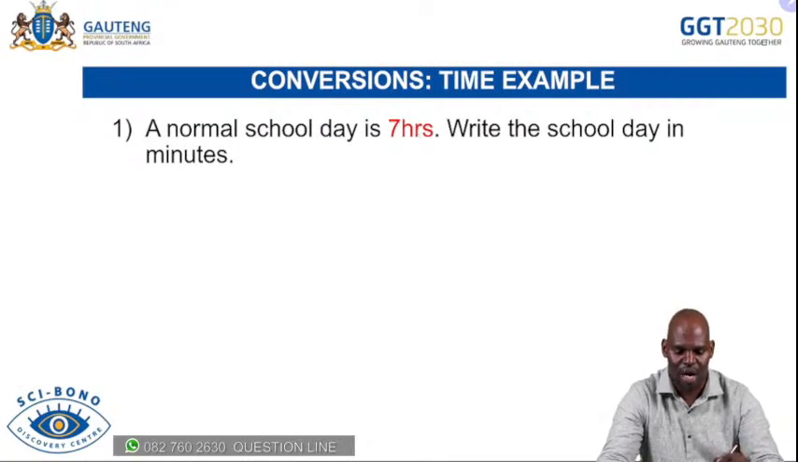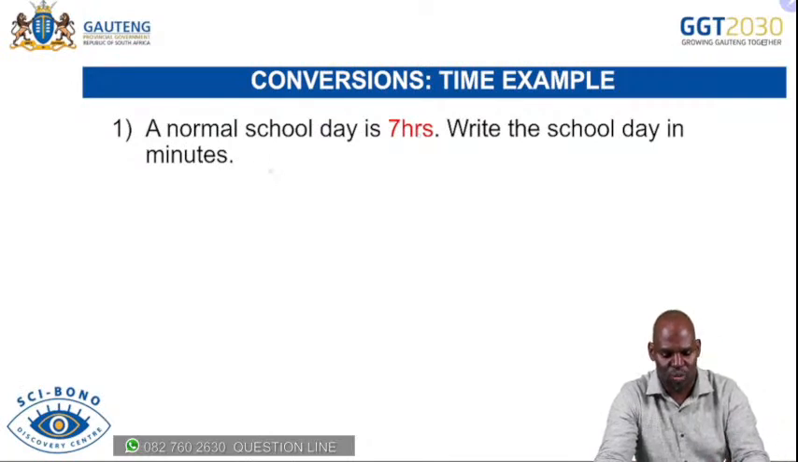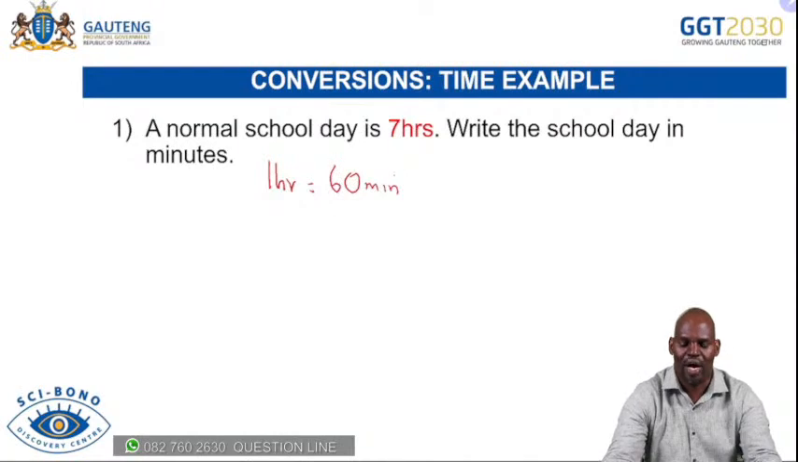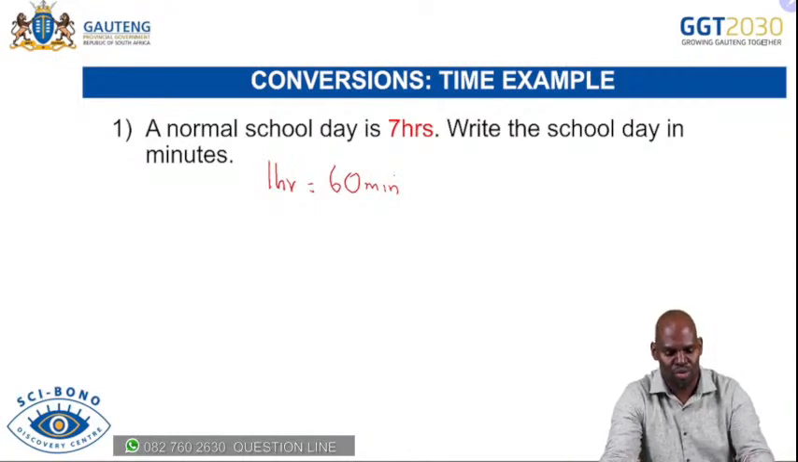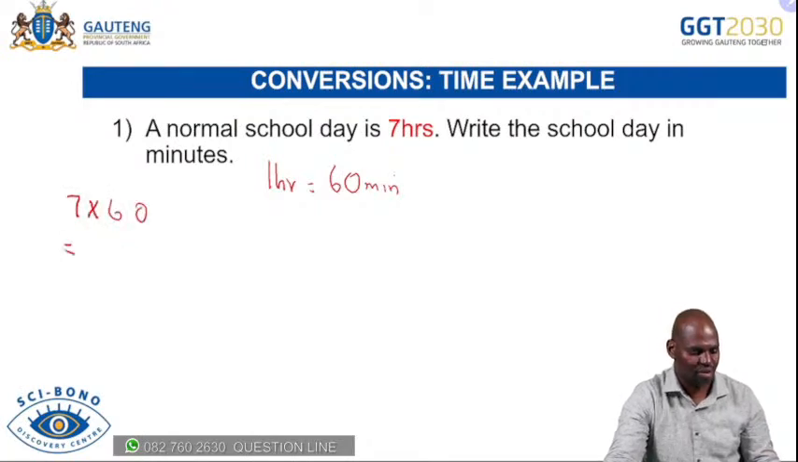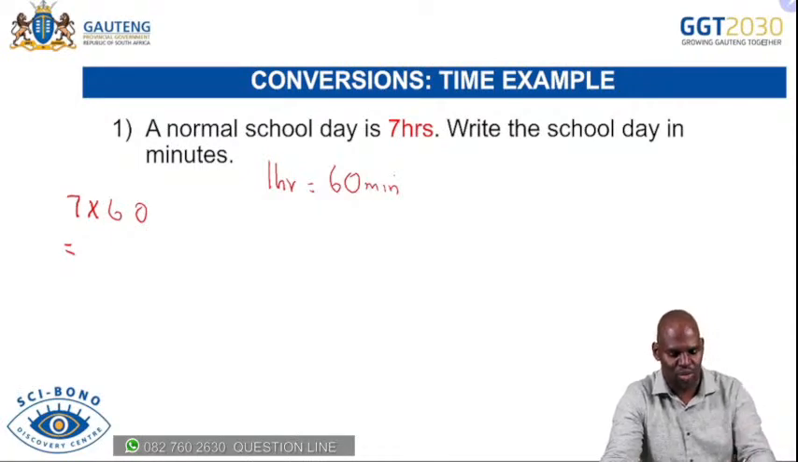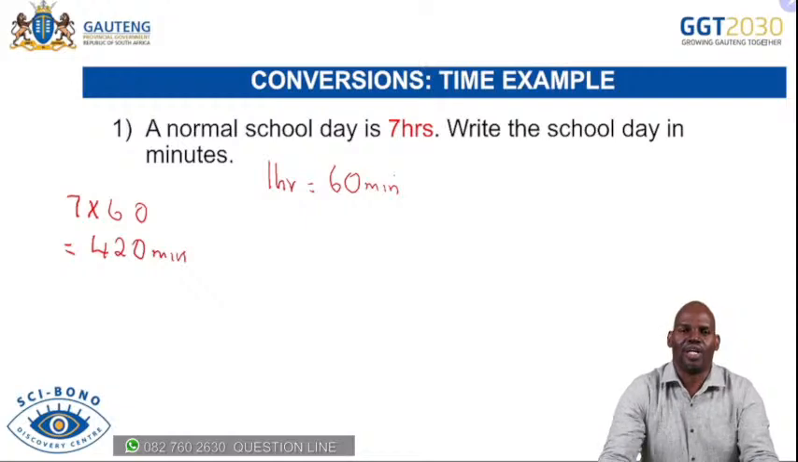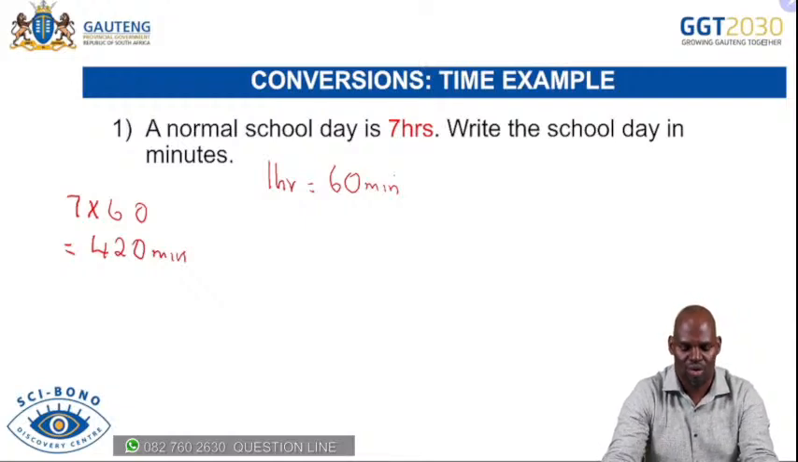Now, if we want to convert from hours to minutes, we need to think about this. 1 hour is equal to 60 minutes. This is where you're going to get your conversion factor. 1 hour is equal to 60 minutes. While some of you already might know that, okay, from hours to minutes, we just multiply by 60. So therefore, you're going to say 7 multiplied by 60 is 420. Okay, so about 420 minutes that you spend at school on average.